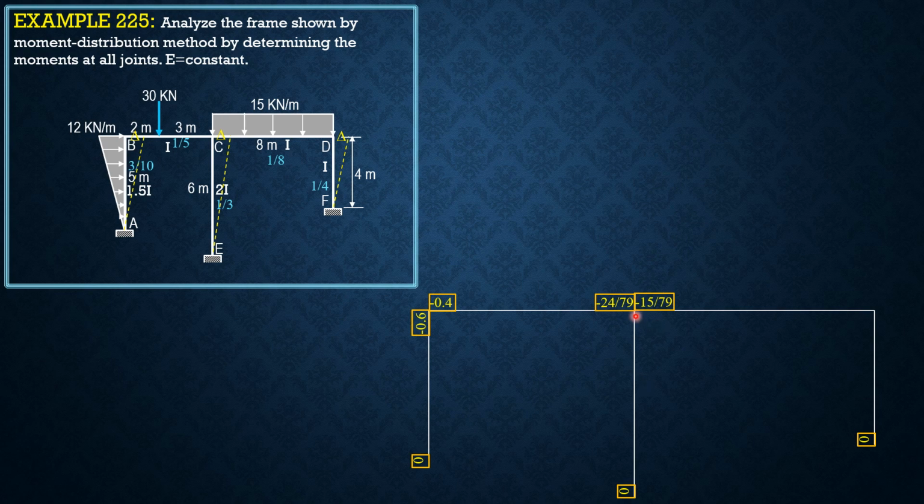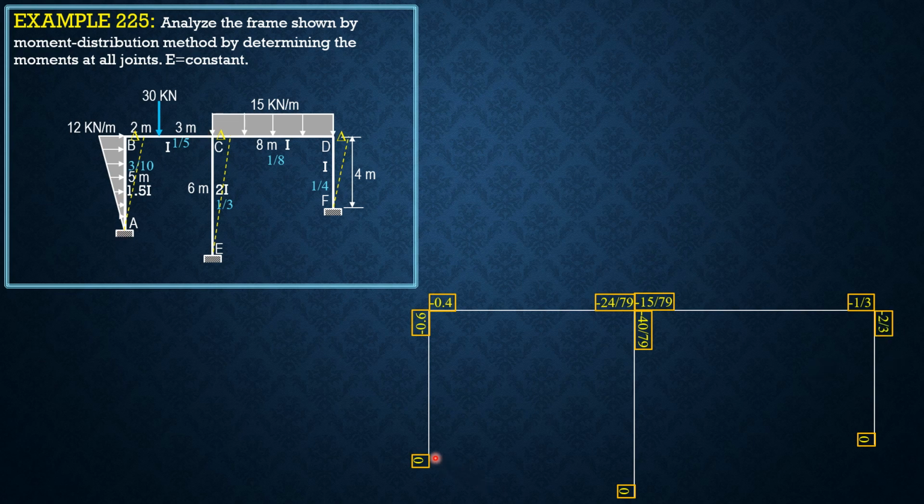Then for CE, negative 1/3 over quantity 1/5 plus 1/8 plus 1/3, negative 40 over 79. So take note that 24 plus 15 is 39 plus 40, so 79. So that's 1. DC is negative 1/8 over 1/8 plus 1/4, so negative 1/3. Therefore, for DF, that's negative 2/3.